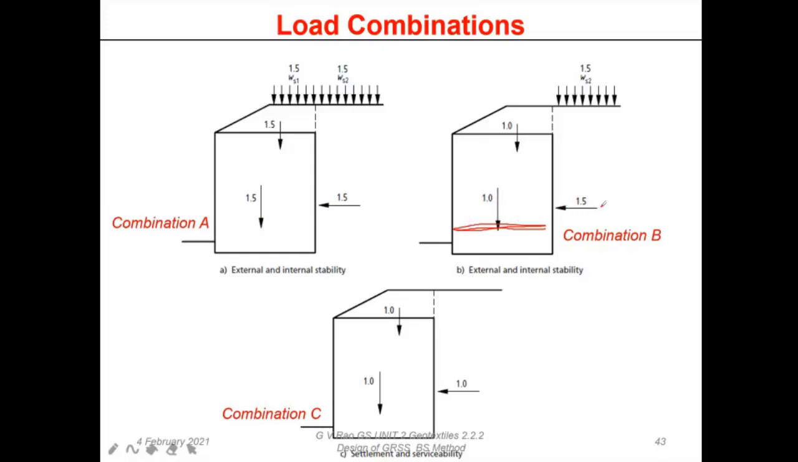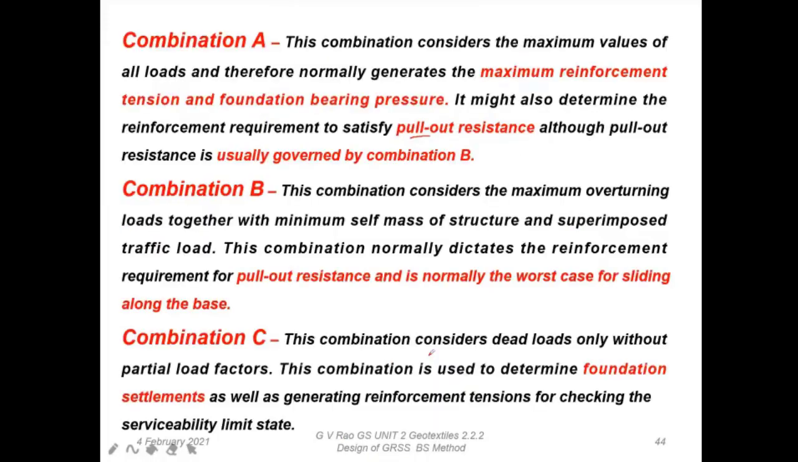Maximum overturning moment and a minimal support system. That is what is going to happen. In the third case, the partial factor is going to be 1 for all the 3 loadings. So what did we say? Combination B is going to be really critical for pull-out resistance. We had checked, but definitely it is the worst case for sliding. Pull-out is mostly combination B only, but rarely it could be combination A also. We had checked both of them.